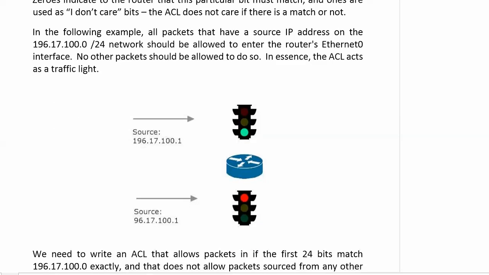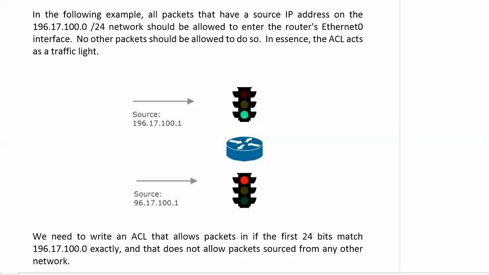And in this example, all packets that have a source IP address on the 196.17.100/24 network should be allowed to enter the router's Ethernet 0 interface. No other packets should be allowed to do so. And really, this gives you a good visual, because in essence, when we're permitting and denying traffic, the ACL is kind of a traffic light. You know, it's either stop or go, except we're using permit or deny.